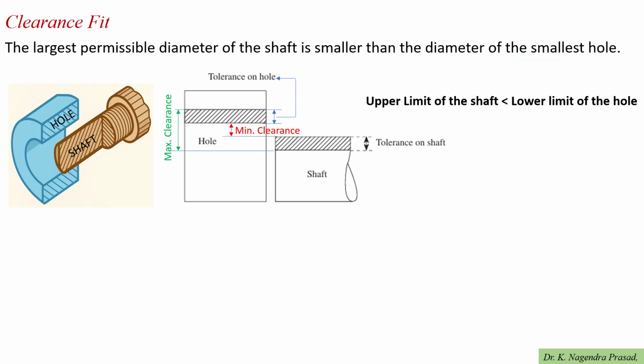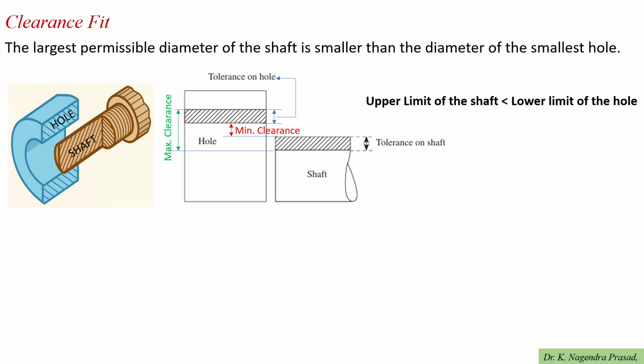First we will see the clearance fit. Clearance fit exists between two mating parts when the largest permissible diameter of the shaft is smaller than the diameter of the smallest hole, which means clearance fit exists when the upper limit of the shaft is less than the lower limit of the hole.